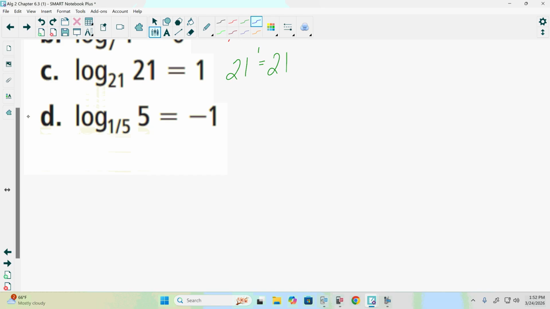And lastly, for this set of 4 here, log base 1/5 of 5 equals negative 1 would be 1/5 to the negative 1 equals 5, yes. And this makes sense because with negative exponents, we have to move it from the top of the fraction to the bottom. So really that negative 1 is flipping that fraction. Then we just have 5 to the first. Questions on these 4 here?